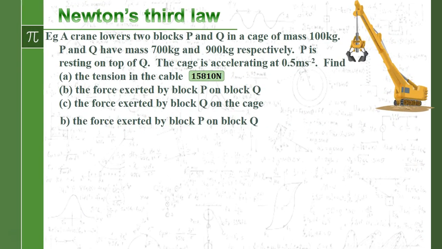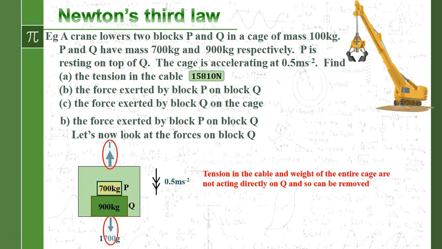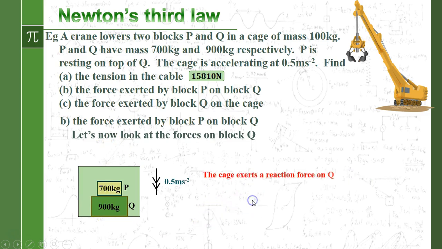Okay, on we go. The force exerted by block P on block Q. So now I need to have a look at what's going on inside my cage. So I've separated that out, and I've put block P and block Q in there. And what I'm going to do now is get rid of those two forces because they're external forces. I don't need to look at those because I'm going to look specifically at the forces acting on block Q. These ones are not acting directly on block Q, so I'm going to get rid of them. There we go, and now I'm just going to think about what's happening on block Q.